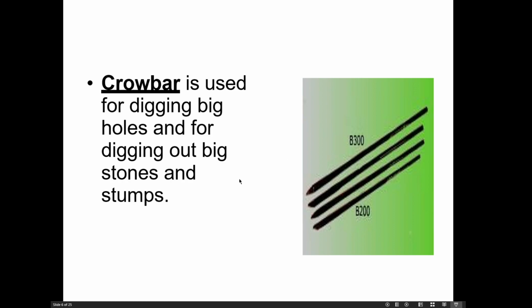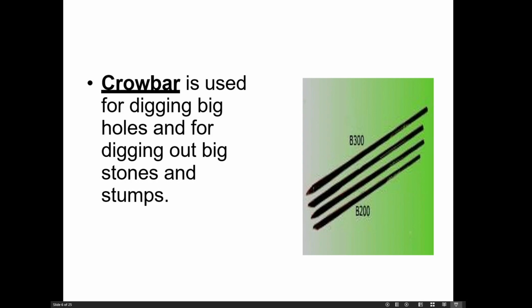Next, we have the crowbar. Crowbar, isang diretsong bakal. It is used for digging big holes and for digging out big stones and stuff. Ginagamit yan kapag merong malalaking bato or may mga bato kayo na dapat tanggalin na hindi kaya ng kahoy kasi mababali. So crowbar ang gagamitin. Pantusok nyo to. Aanuhin niya yung gilid ng bato para umangat, di ba?